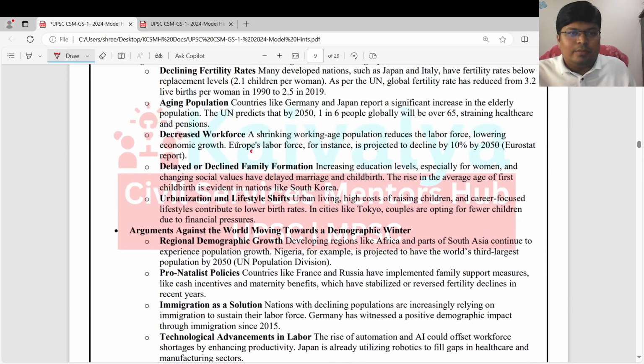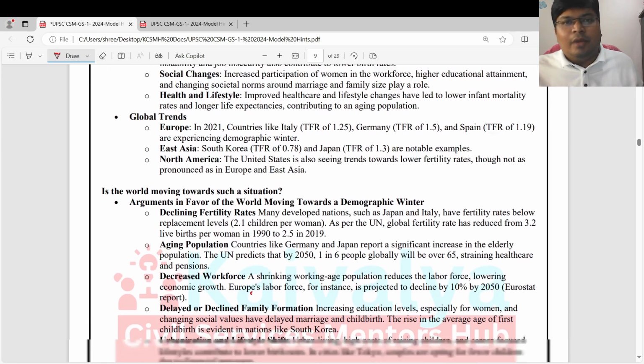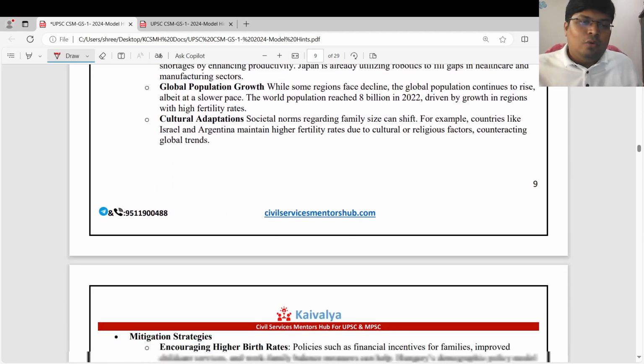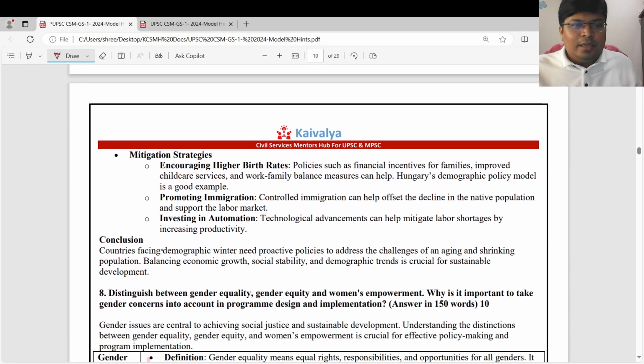Yes, you can say that there is a trend in favor of demographic winter. Again, you can give the arguments against demographic winter and how to deal with the situation of demographic winter. You can provide solutions or mitigation strategies. In a 10 marker question, you can write this in the conclusion.